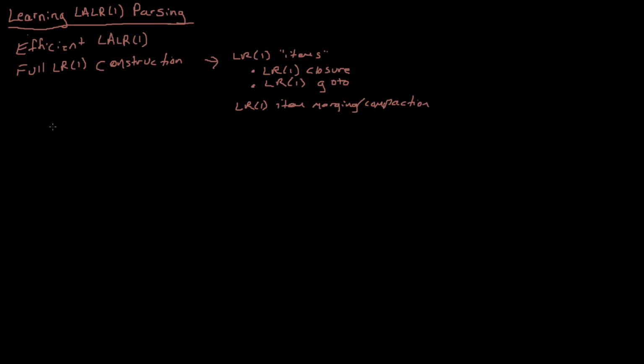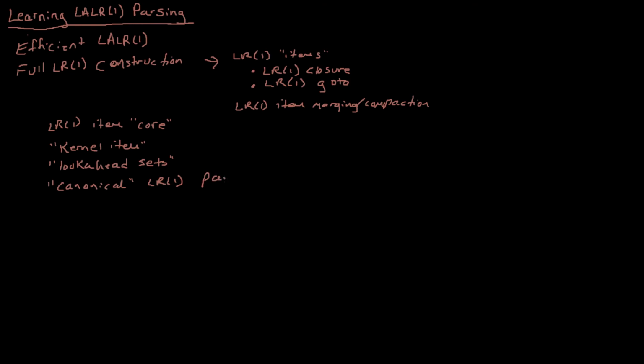Okay. We need to understand various terminology, like what is an LR1 item core, because you need to understand what a core is in order to understand how to do merging and compaction. You need to know what a kernel item is. You need to know the concept of look-ahead sets. Then this whole thing I've been describing is a canonical LALR1 construction, another word for it, or canonical LR1 parser table. So you need to understand the concept of the canonical LR1 parsing table.